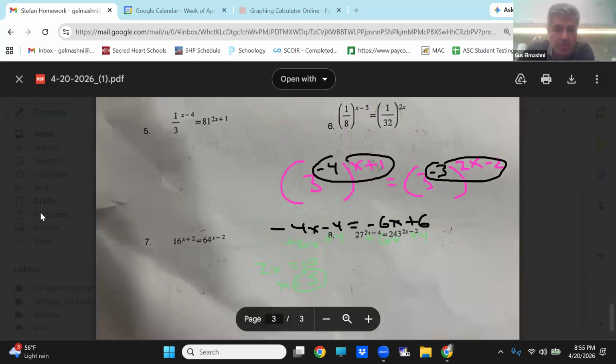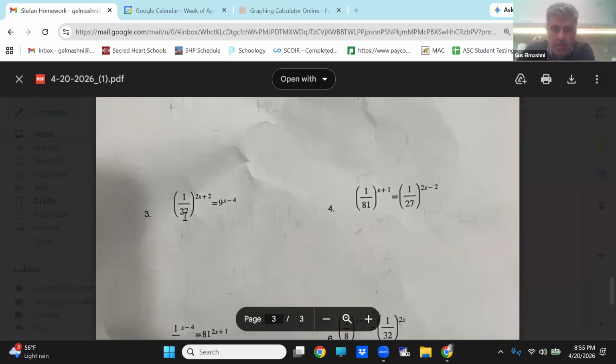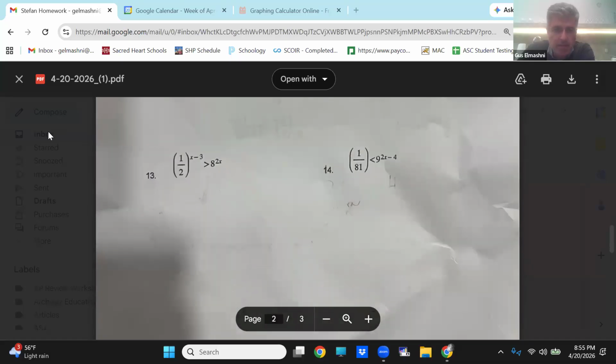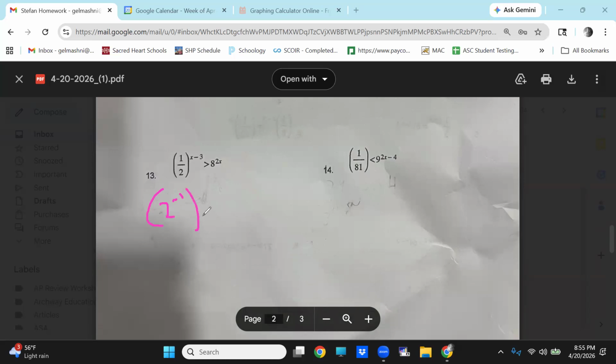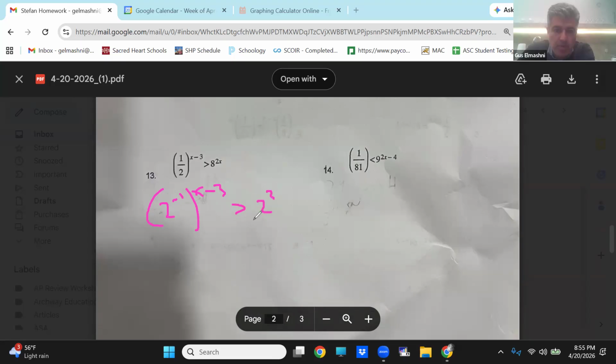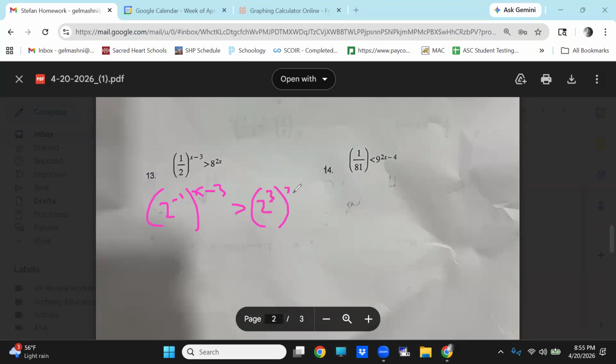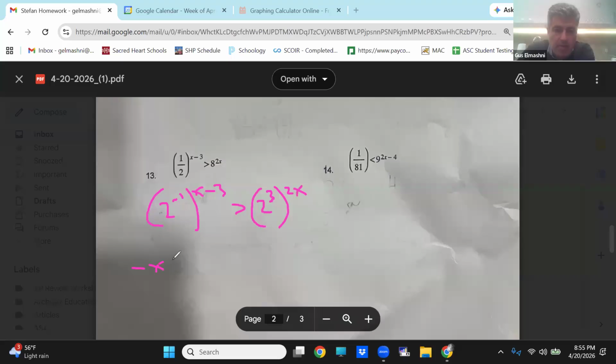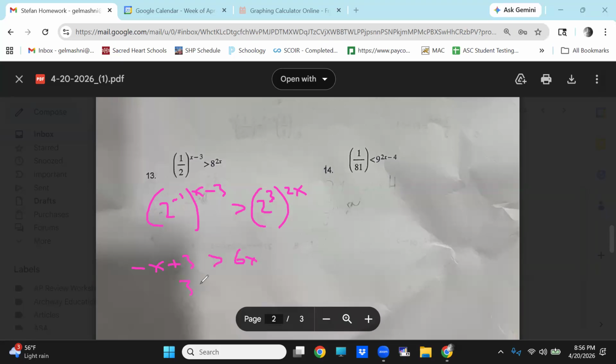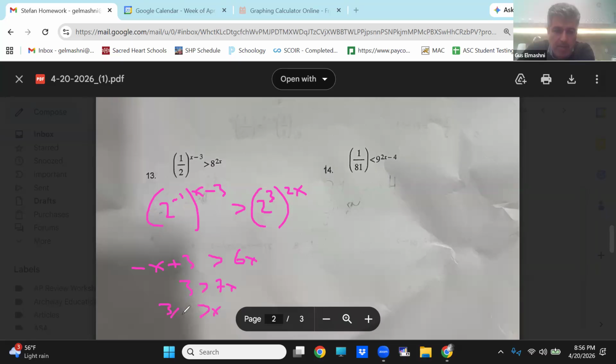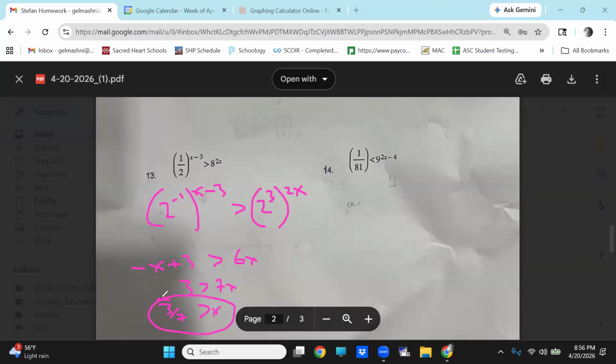Well, let's come back to inequality because I know we haven't done these yet, and I've got to sign off in a few minutes. So 1/2, you can write that as 2 to -1. So it's x minus 3. 8 is 2 cubed. So it's -x plus 3 is greater than 6x. Move things around. Divided by 7, so x is less than 3/7. Yeah. Okay.